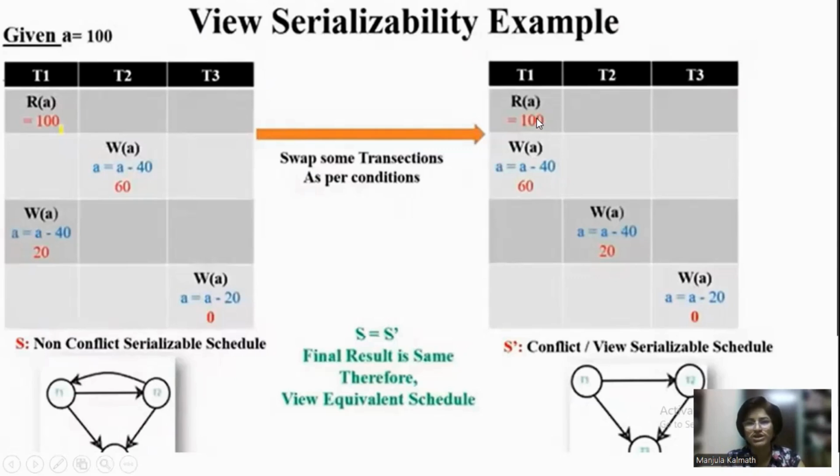Just we have to go for the values. Even the initial value is 100 and the final updated value is 0. Here also we have an initial value 100 and the final updated value is 0. That's why now S is equal to S dash. That is, this non-serializable schedule is equal to view serializability. So now it is view serializable. In this, there is no cycle formation at all when we go for this swapping. But the value updation will be the same. So both are giving the same output here. That's why it is consistent. This is called view serializability.